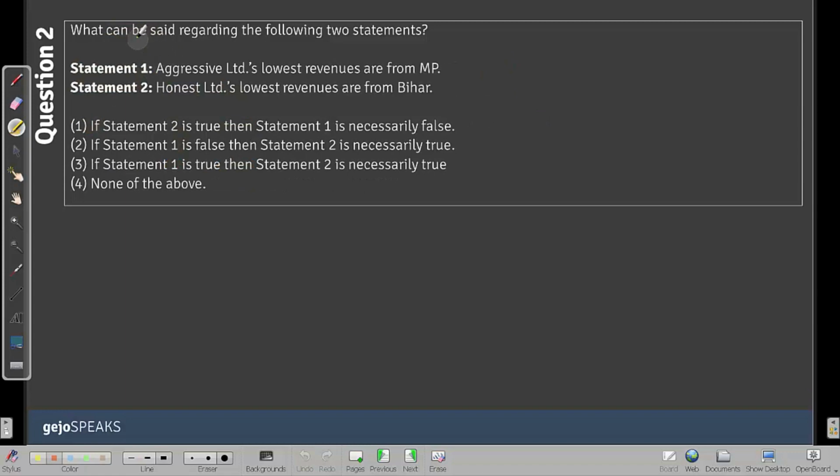The second question talks about something similar. You have which of the following can be said, and you have 2 statements, and then you have if-then conditions in the answer choices. What happens if one is true? What happens if one is false? And so on and so forth.